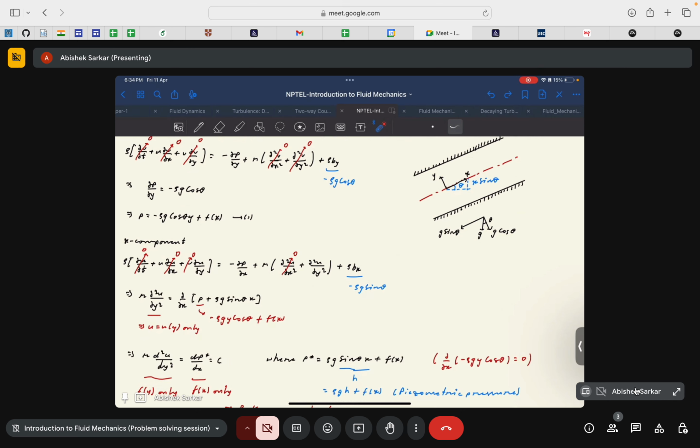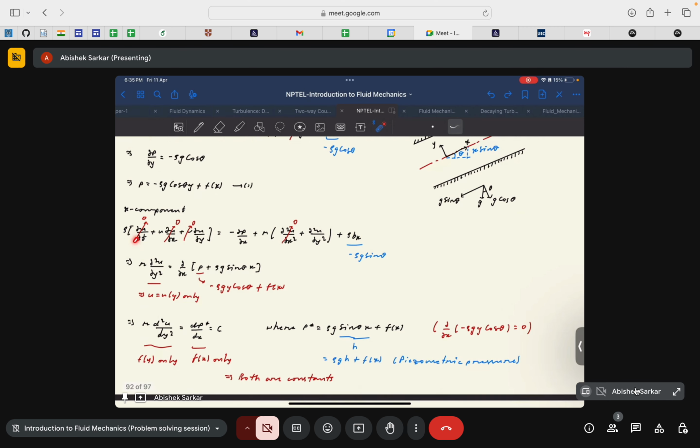Then from the x component we have rho times dou u by dou t plus u dou u by dou x plus v dou u by dou y is equal to minus dou p by dou x plus mu times dou square u by dou x square plus dou square u by dou y square, plus rho bx. And again rho bx is minus rho g sin theta because g sin theta is along the negative x direction, okay, as you can see here.